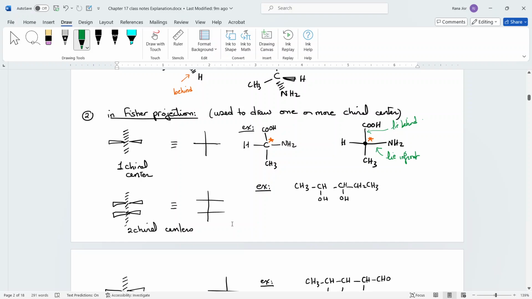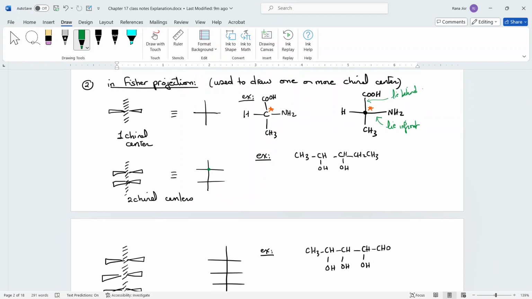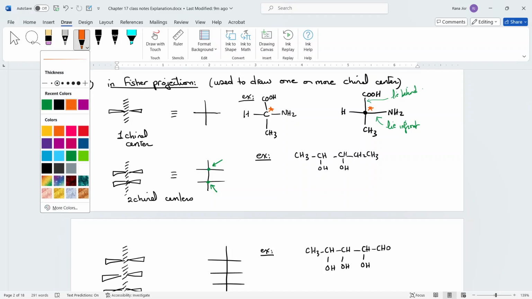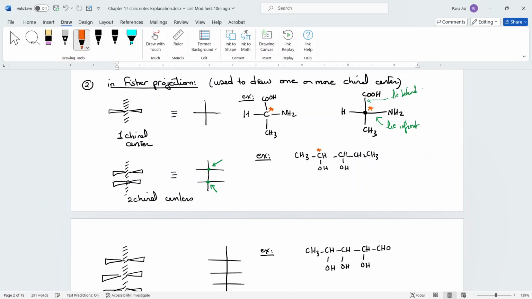Now, let's say I have more than one chiral center. Then I'm going to draw my horizontal lines and my vertical lines, and where the horizontal and vertical lines meet, that is going to be my chiral center in this case. Okay, so let's have this example over here. I ask you to go ahead and change this into a Fischer projection. The first thing that you need to do is locate your chiral centers. And here I have 1, 2 chiral centers because these are the only carbons with 4 different groups in there.